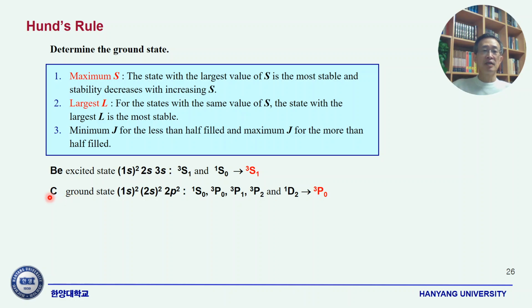The carbon ground state is 1s2, 2s2, 2p2. This p2 configuration gives the terms we just worked out: 1S0, 3P0, 3P1, 3P2, 1D2. In this case, S equals 0 or 1, so the triplet is stable in energy, and all the triplet terms have the same L value. This is less than half filled, so the smallest J value is the winner. In this case, 3P0 is the lowest energy state.